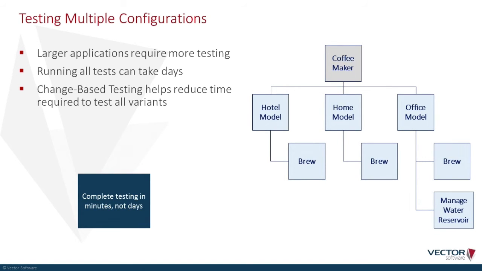And running all the tests can take days. And so what really helps with that is something called change-based testing, where you're only testing the things that have changed from test run to test run, and not having to test everything all the time. And that really reduces the time it takes to test all those variants. So that's really nice.